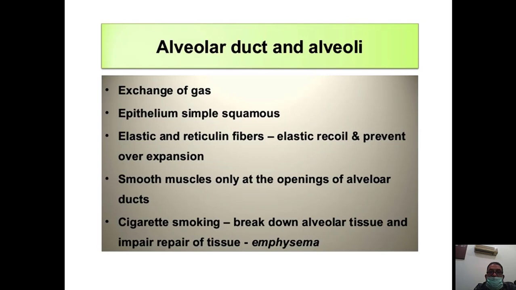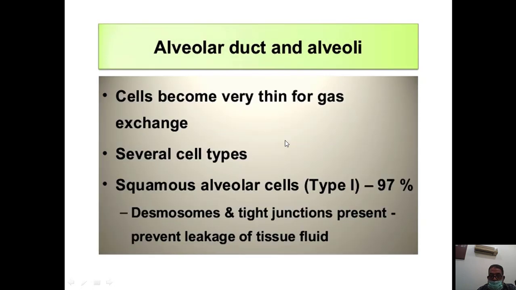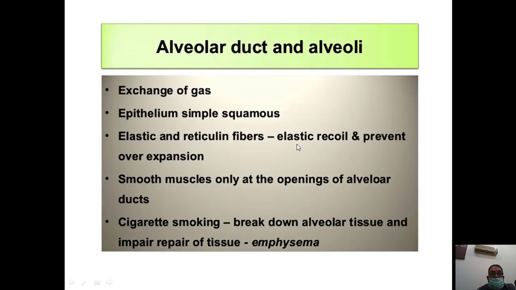Over here, the epithelium is altogether changed. The epithelium is simple squamous to minimize the width of the respiratory barrier. So over here, epithelium simple squamous, elastic and reticular fibers. These elastic fibers and reticular fibers form the main framework of the alveolar system. These elastic fibers are meant for elastic recoil and to prevent overexpansion.